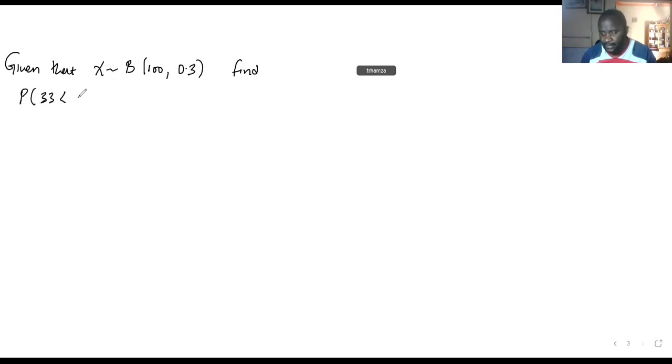Now, they can give you a number like this. Very interesting, very precise. They say, given that X is binomially distributed with n of 100, probability of success of 0.3, find the probability that 33 is less than X less than 37.